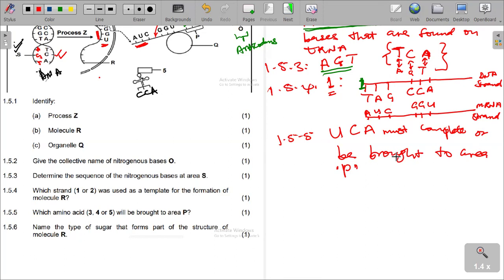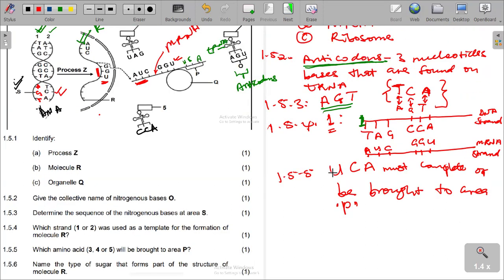UCA must complete or be brought to area P, which we can see from the options that are given there. We have CCA, which is not there, so it cannot be correct. We have UAG, which is not there. We have AGU, which is also not there. So the correct answer must be UCA.